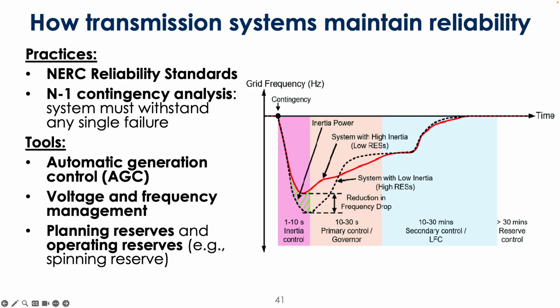With grid scale battery systems, is AGC becoming a bit more streamlined? Yeah, I mean, it's all part of the same system. The AGC is looking at all of your assets and operating them in sync, and so batteries would certainly be part of that equation.